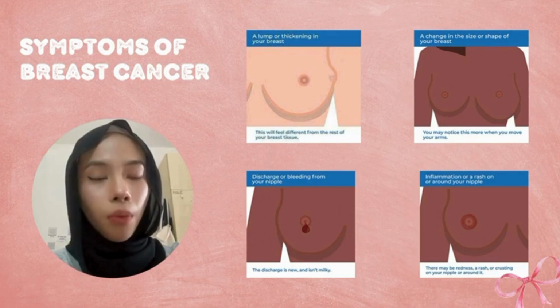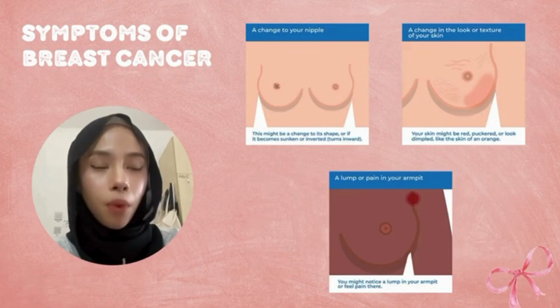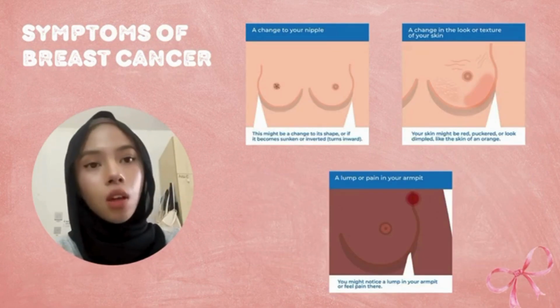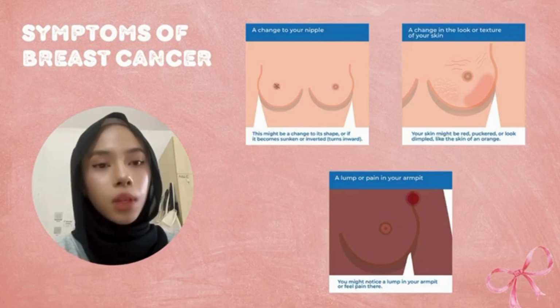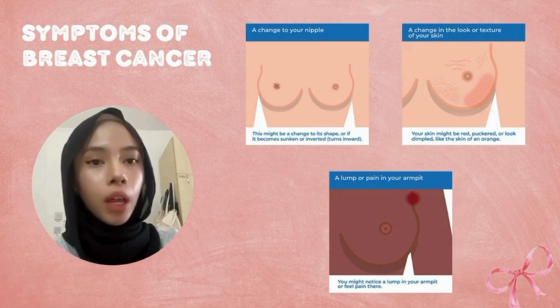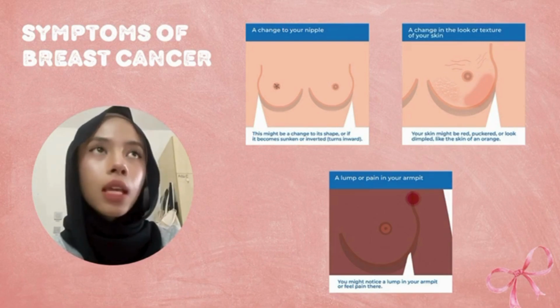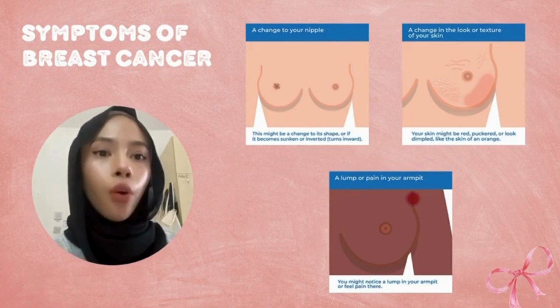The third symptom of breast cancer is a nipple change or inversion, and also you may experience discharge or bleeding from your nipple. The other common symptoms of breast cancer are skin change of your breast, unexplained swelling at your breast, and also non-healing wounds or ulcers in your breast area, and swollen lymph nodes, like a lump at your armpit area.